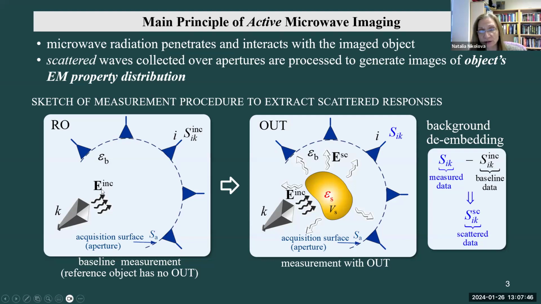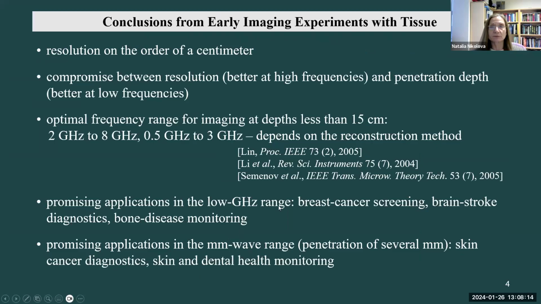And so actually, normally, we strive to de-embed the incident field or baseline measurements from the total field measurements. There are several approaches to do that, but the simplest one is simply to subtract the baseline data from the total field data in order to obtain the scattered field data on which our image reconstruction methods operate.